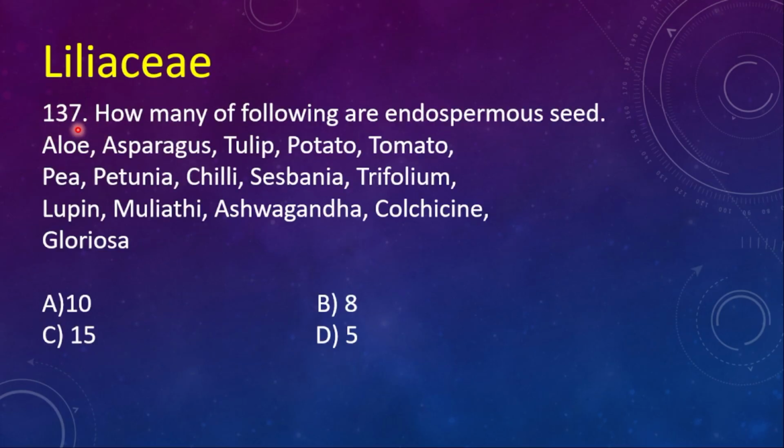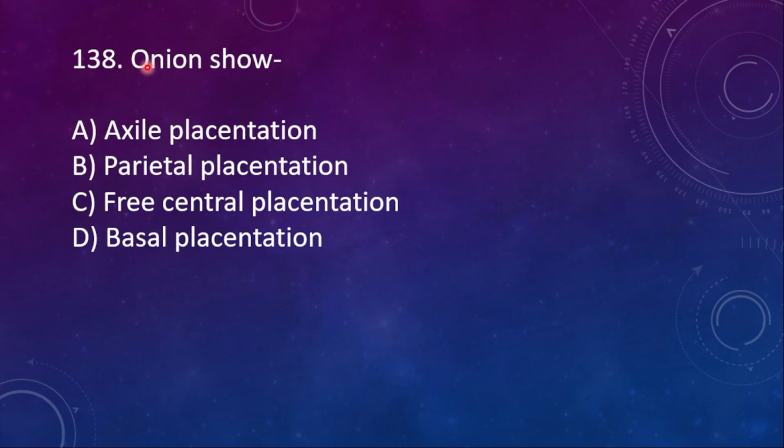Liliaceae family. 137. How many of the following are endospermous seeds? Aloe, asparagus, tulip, potato, tomato, pea, petunia, chilli, sesbania, trifolium, lupin, mulethi, ashwagandha, colchicum, gloriosa. Here among them 10 are endospermous seeds. 138. Onion shows: A. axile placentation, B. parietal, C. free central, D. basal. Here the right option is axile placentation.